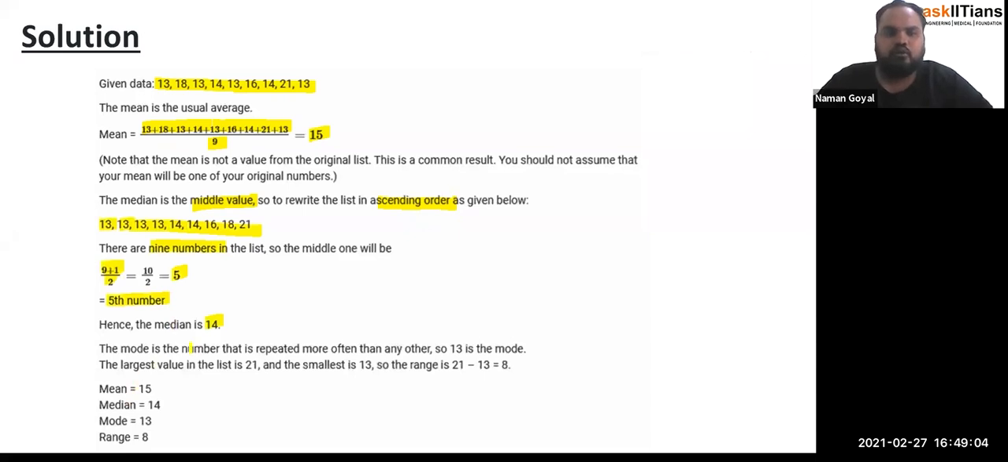And for mode, 13 comes 3 times, right? So 13 is the mode, median is 14, and mean is 15. And range is 8. Range is what? Maximum is 21, minimum is 13, and answer is 8. Are you getting my point?